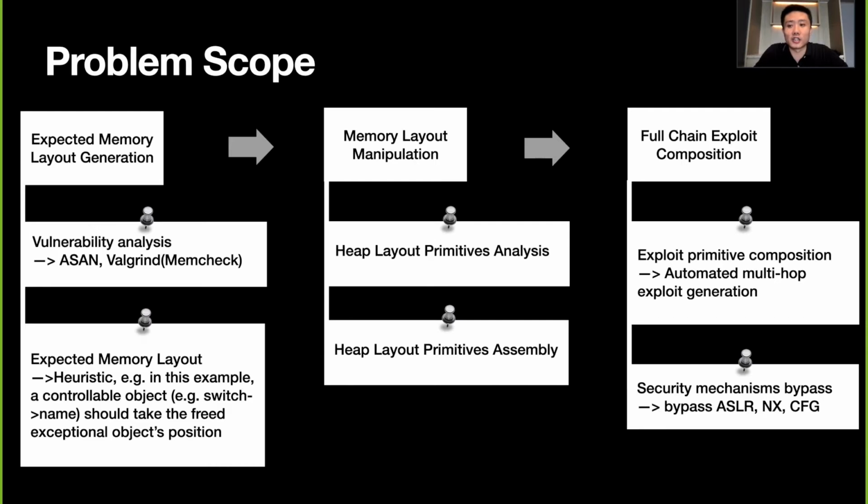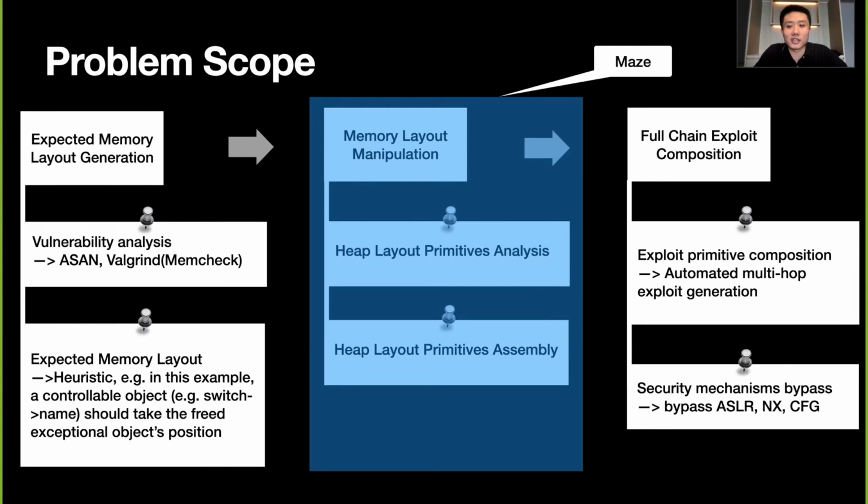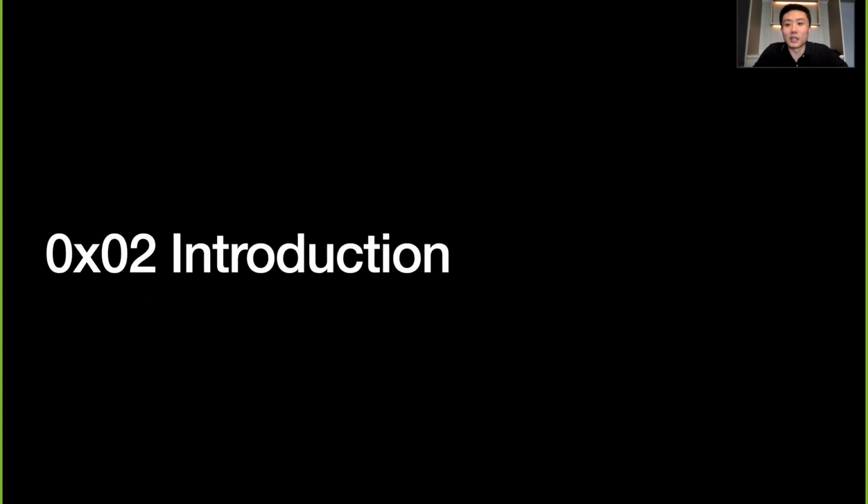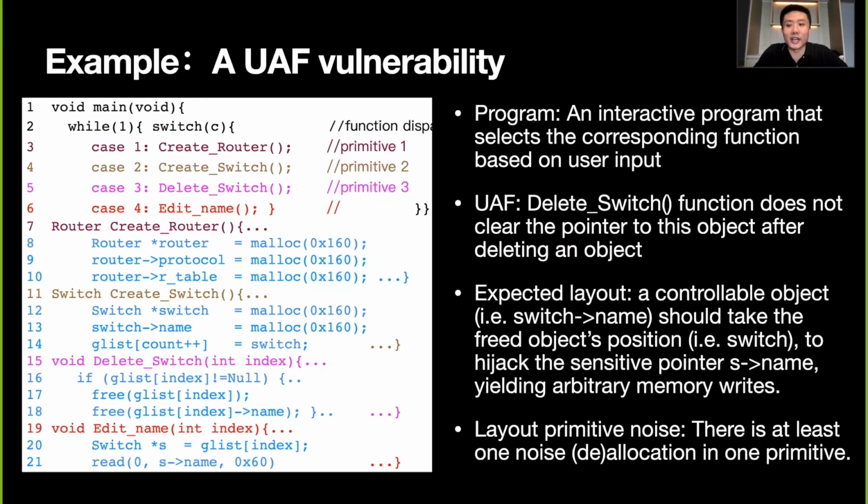Generating a working exploit is a very complex process, and there are many challenges. In this paper, our solution, which we call Maze, only focuses on memory layout manipulation, which means that the input of Maze is a POC and an expected memory layout. In the second part, I will introduce the overview of Maze using an example.